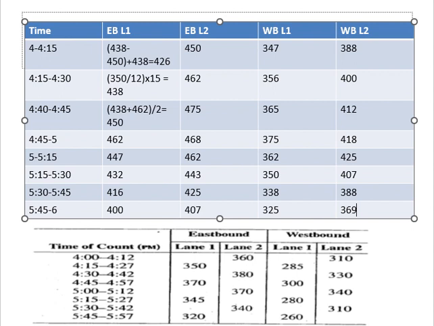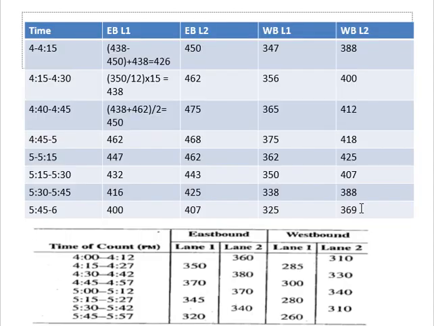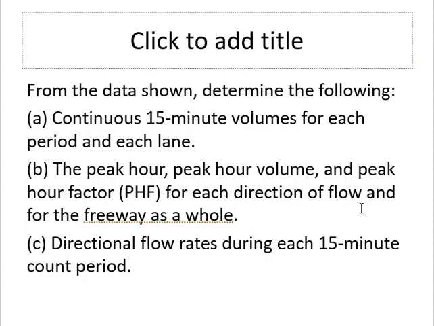The second part of the question: we did the first part, find out continuous 15-minute count. Now all these values are 15 minutes, right? And there's no gap now. Second part is find out peak hour volume and peak hour factor, for each direction and for the highway or freeway. Meaning you do it for each direction separately and then combine them and do it again. Got it?